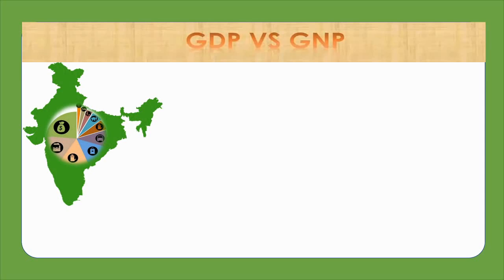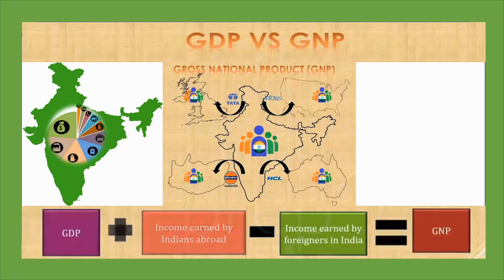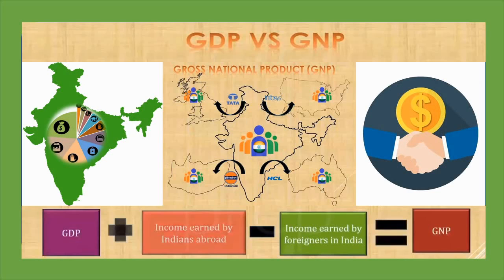After consolidating foreign value of production, the GNP can be calculated with GDP plus income earned by Indians abroad minus income earned by foreigners in India. Usually GDP is higher than GNP in India. For the reason, India receives more investment from other countries than it makes in them.